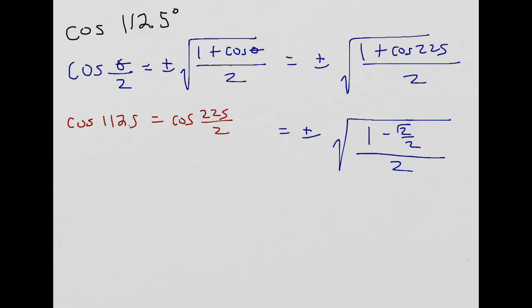So what does that mean? Well, in quadrant 2, we know that cosine is negative. So the final answer is the negative of the radical of 1 minus radical 2 over 2, all divided by 2.